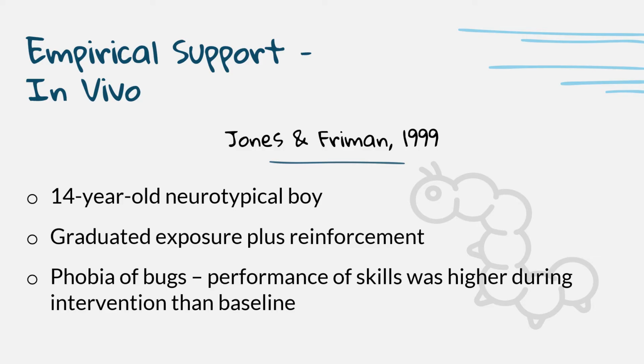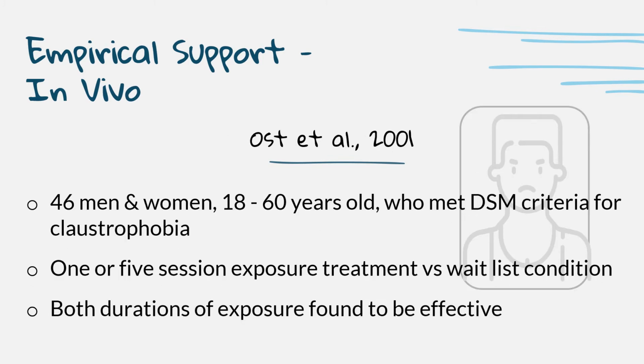Systematic desensitization has been empirically supported for a variety of target behaviors, populations, and ages. Here are some examples. Jones and Fryman used in vivo exposure and reinforcement to reduce a fear response to bugs in a neurotypical boy. Ost and colleagues used 1 and 5 session exposure conditions to treat adults with claustrophobia. Both durations of intervention were found to be effective using in vivo training.